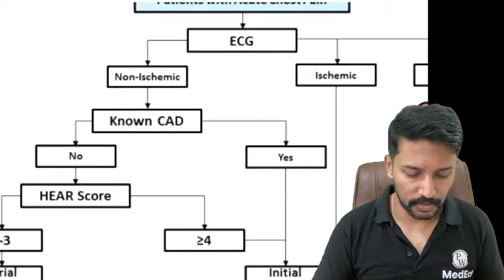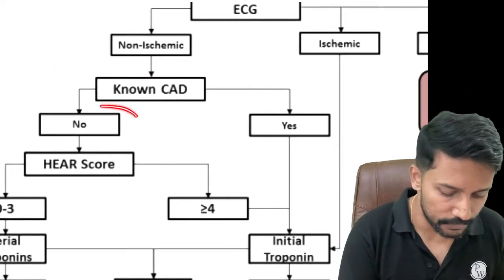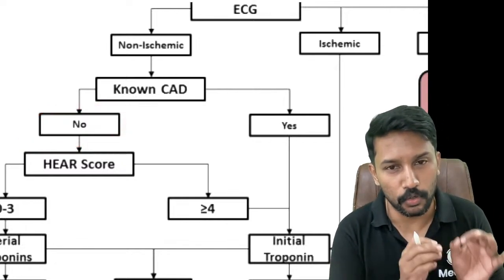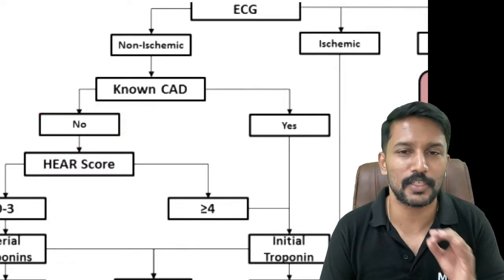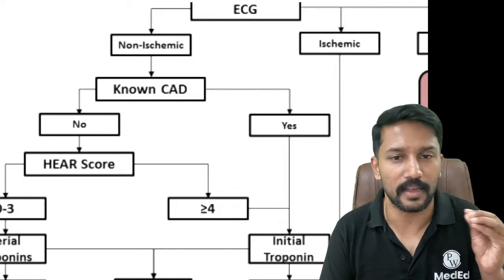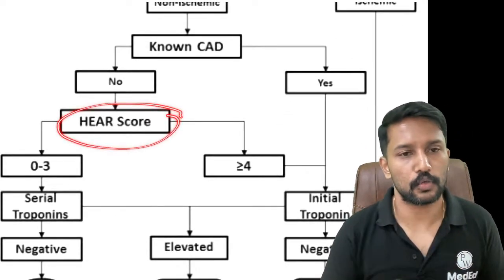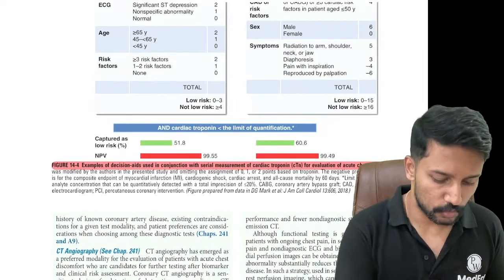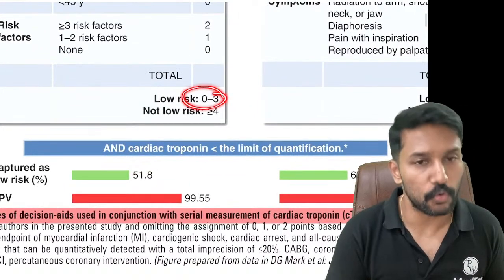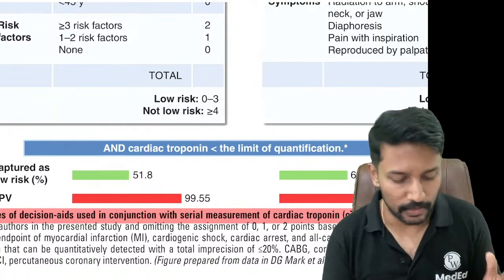Even if the patient's ECG turns out to be normal and he does not have an established or known coronary artery disease, even then you cannot dismiss the case as not cardiac in nature. That is where we have to apply the HEART score. I just showed you the HEART score: 0 to 3 is counted as low risk, and when it is 4 or more, it is not low risk at all.